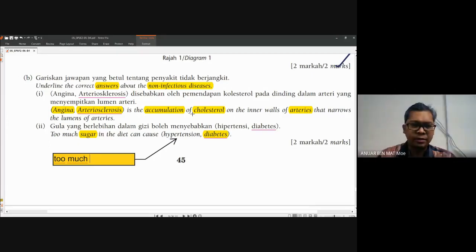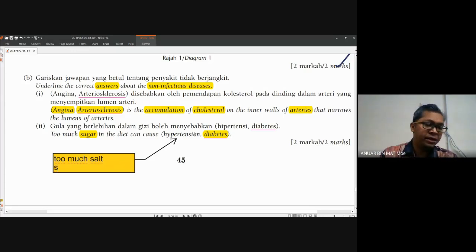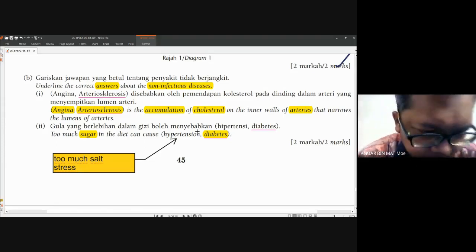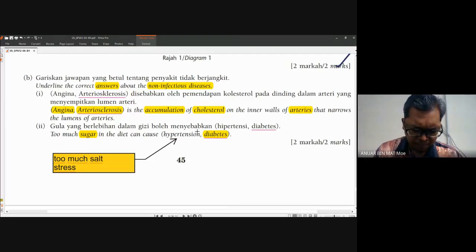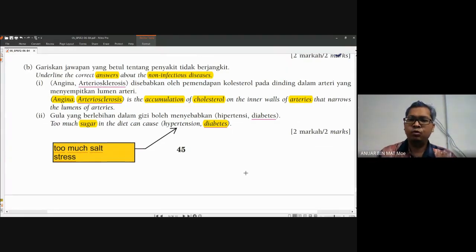Salt. Yes, correct. Maybe too much salt, or maybe we have a stressful lifestyle. But usually it is too much salt. Too much salt will result in hypertension, or stress, maybe stress from work. You do not exercise regularly, so maybe you get hypertension. Okay, so this is what we call a non-infectious disease. Non-infectious disease, right? Okay, 2 marks.